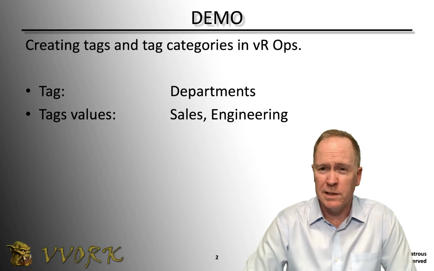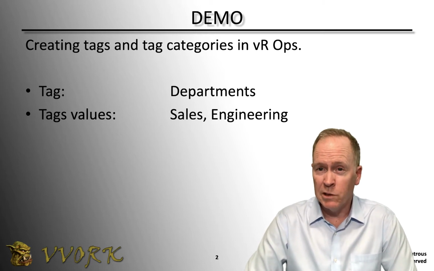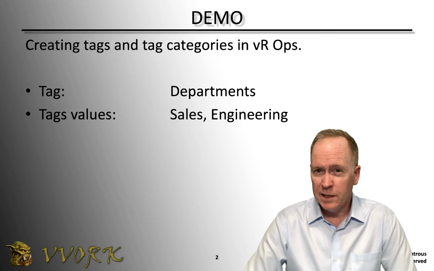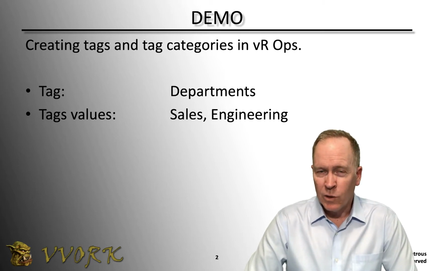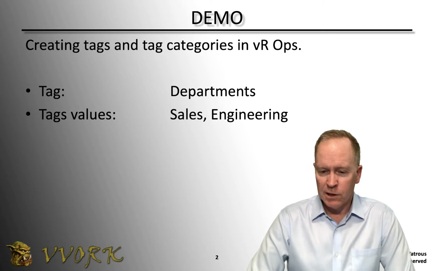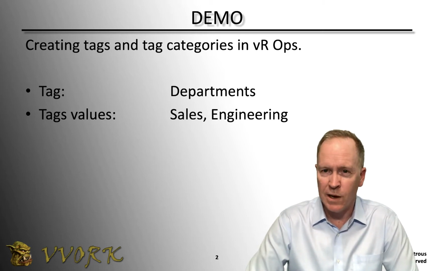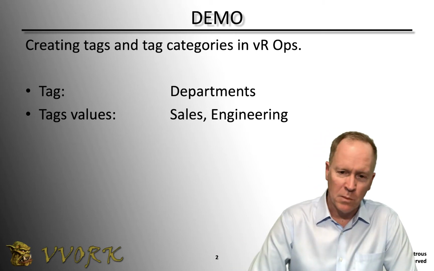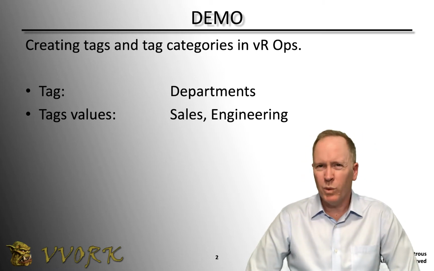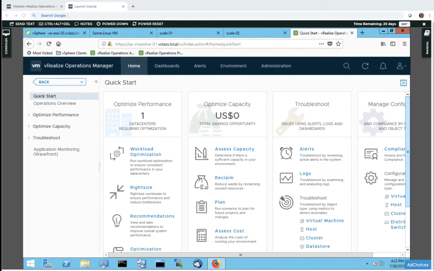So in this particular example, what we're going to be doing is once again going into vRealize operations to create a new tag and some tag values. This time we're going to be tagging virtual machines based on what department owns each virtual machine. So our tag, the grouping, is going to be called departments, and the actual labels, the tag values, will be sales and engineering. And we could create additional tag values for the research and development department and executive and so forth, but we'll just stick with 2.